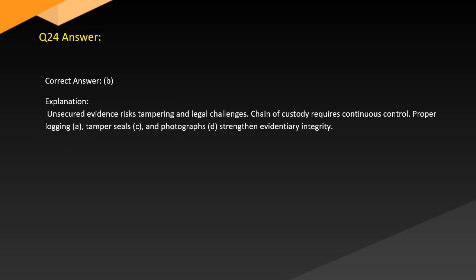Answer. Correct answer, B. Explanation. Unsecured evidence risks tampering and legal challenges. Chain of custody requires continuous control. Proper logging, A, tamper seals, C, and photographs, D, strengthen evidentiary integrity.